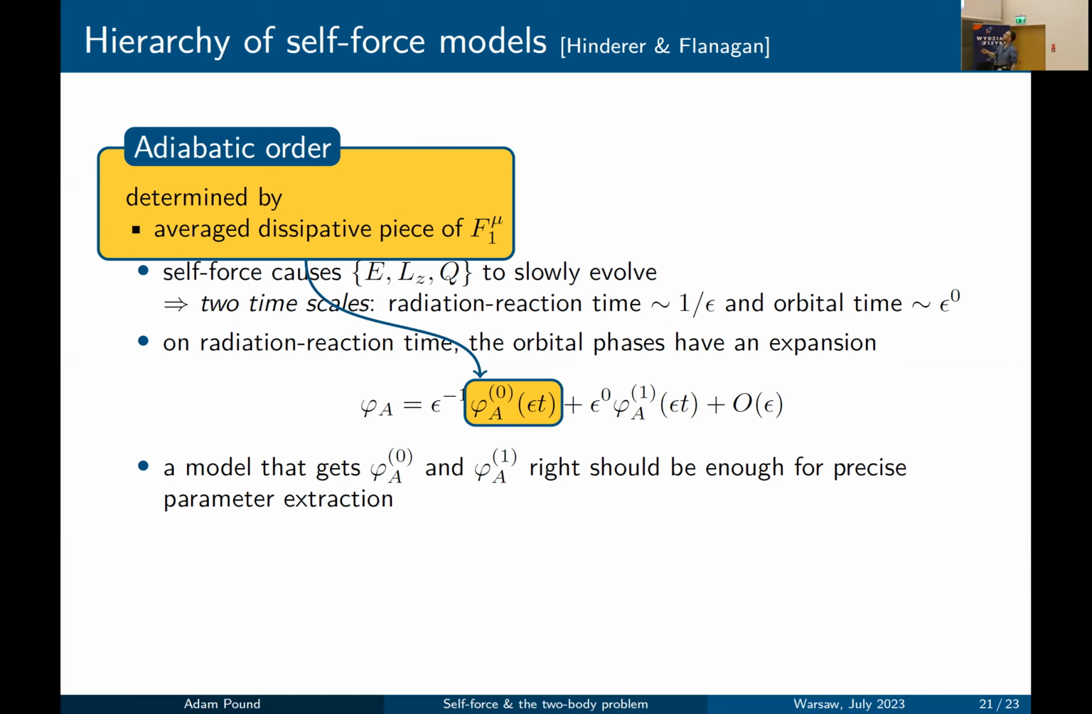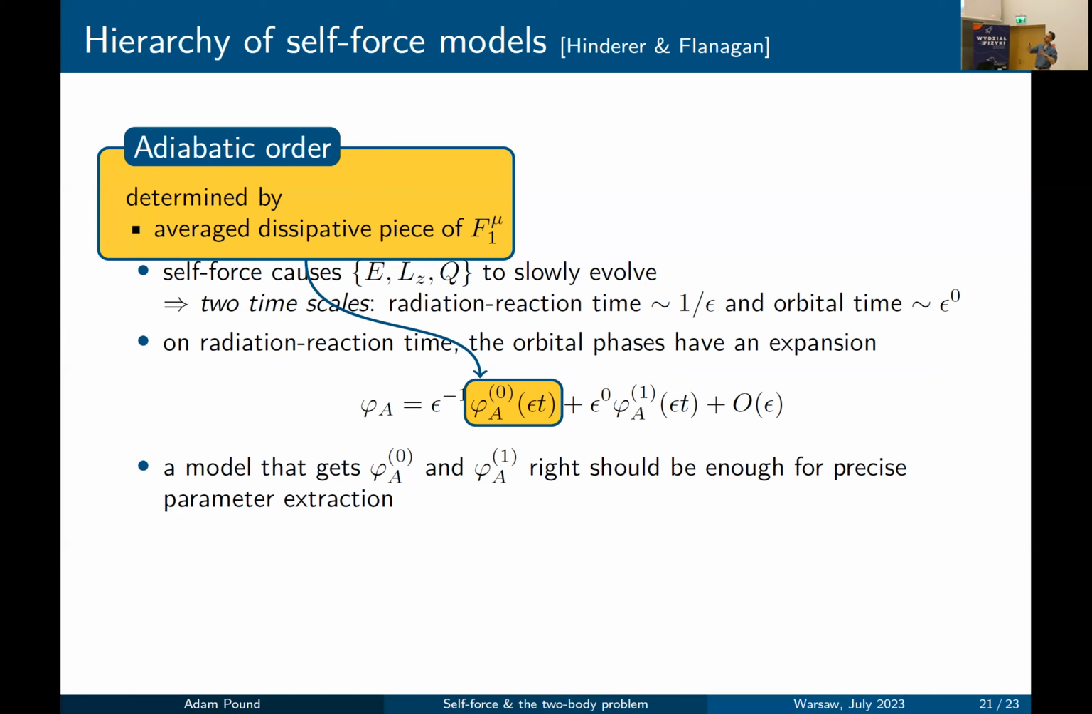Okay, so Hinder and Flanagan came up with this nomenclature. They called this leading term adiabatic order. So this is just capturing slow evolution, nothing else. And it's only capturing that slow evolution at leading order. And they showed that you can get this term just from the averaged dissipative piece.